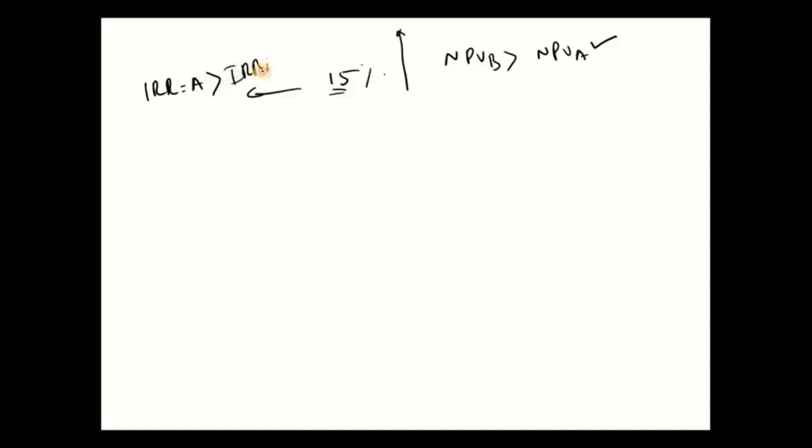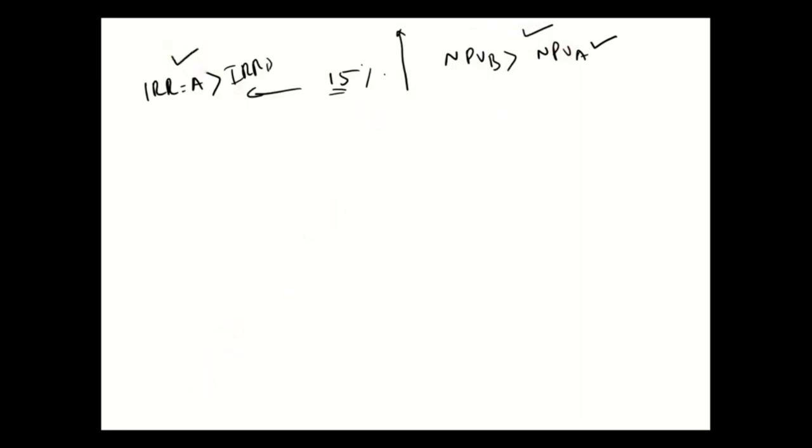It means this 15% is the rate. Before 15%, NPV of B is greater than NPV of A, right? And based on NPV we are selecting this one, and IRR of the project is higher. In both cases IRR of project A is higher than IRR of project B. So there is a conflict. Based on NPV we are selecting this one, based on IRR we are selecting this one.